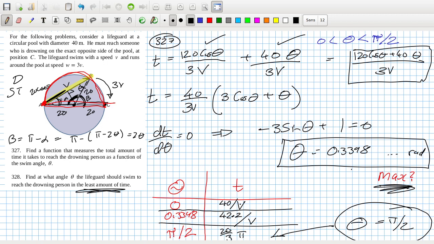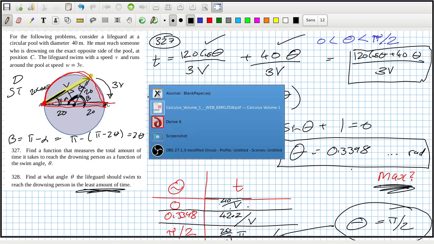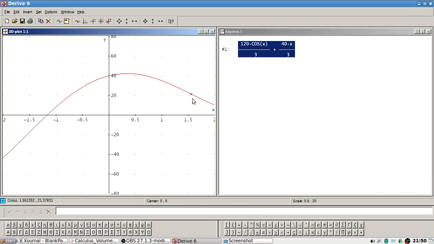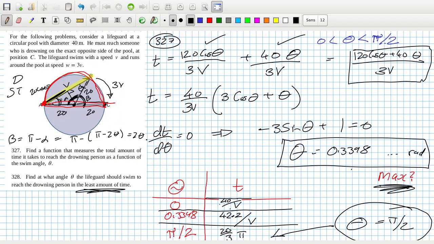Oh, this is wrong. So if I put in 0, that's 120. Oh, no, it is 120 over 3. Yeah, 40 over v. I'm surprised by this fact. This is smaller. I'm really surprised by that.